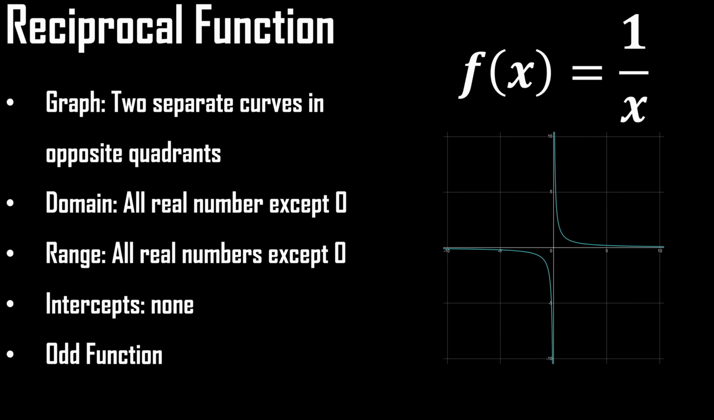Next, we have the reciprocal function, f of x equals 1 over x. The graph is two separate curves in opposite quadrants. The domain is all real numbers except for 0. The range is also all real numbers except for 0. There are no intercepts, and it is an odd function. A real-world example would be inverse relationships like speed versus time.